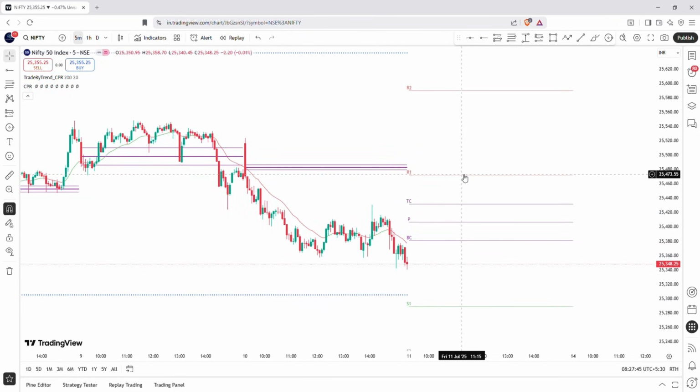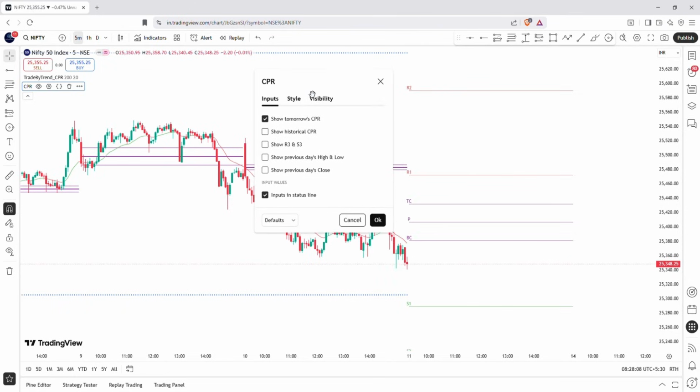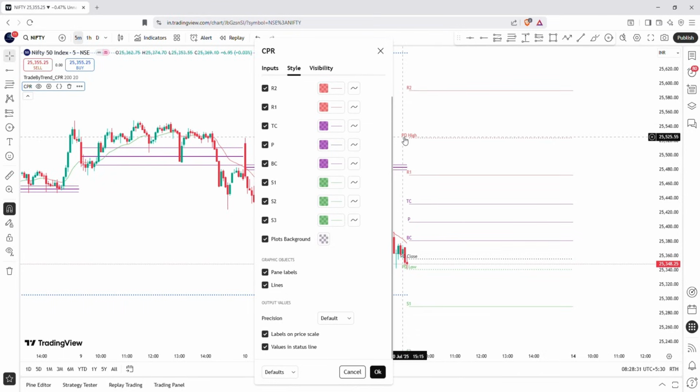This indicator gives you tomorrow's CPR calculated from today's data. And let's come to the settings tab. Here you can see show tomorrow CPR and show previous day high or low. These dotted lines are previous day high, previous day low, and we can find previous day close as well. If you don't want these labels, we can untick this.